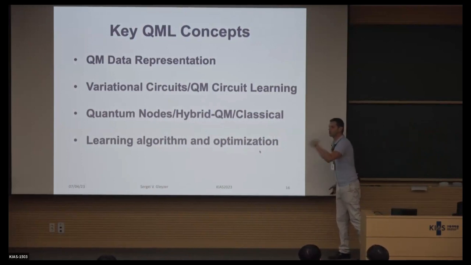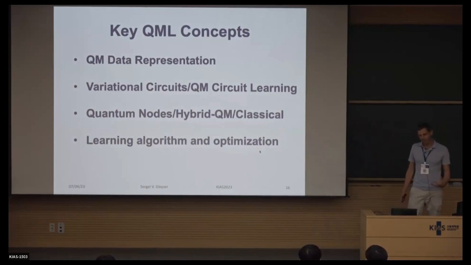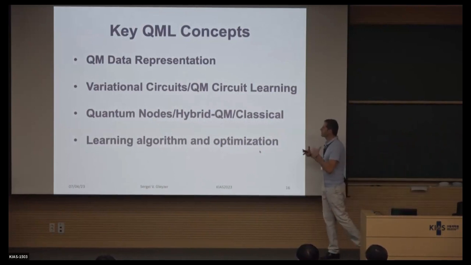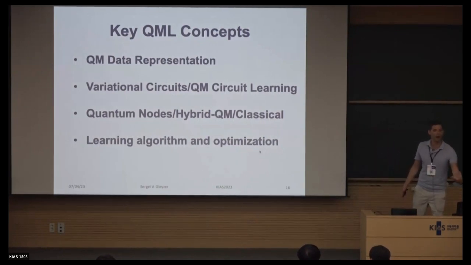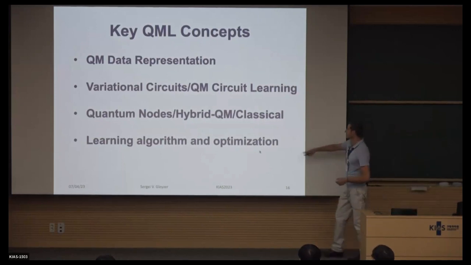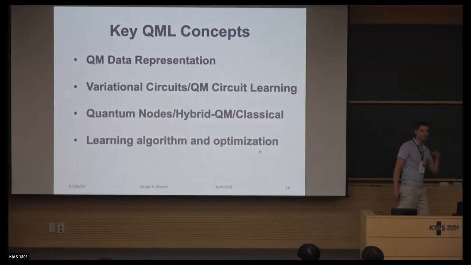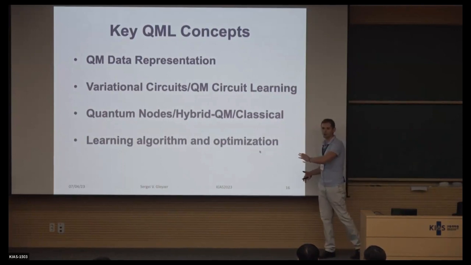And how do you learn? How can you learn using this quantum circuit? How does that work? What's a quantum node? What's a hybrid quantum and classical system? Because in fact, most of these systems are hybrid. Why? Which part is classical, which one is quantum, is what we're going to delve into. And finally, we're going to abstract from that the learning algorithm and optimization, just as we did in the classical machine learning approach. So that sets the stage for how we're going to go about it.